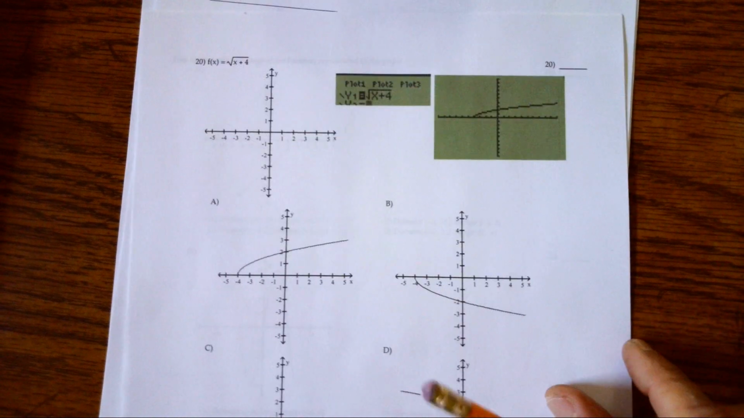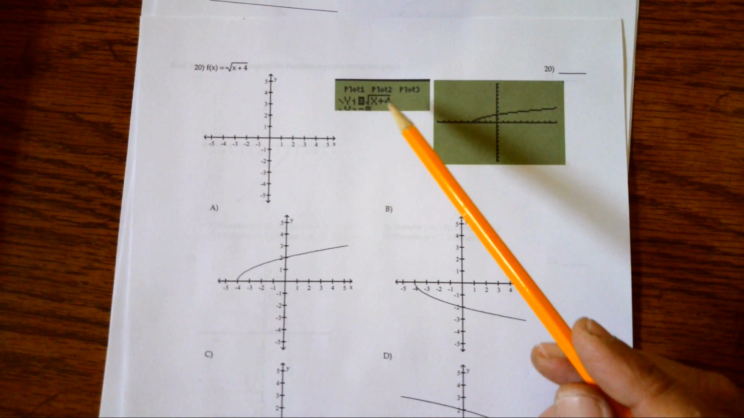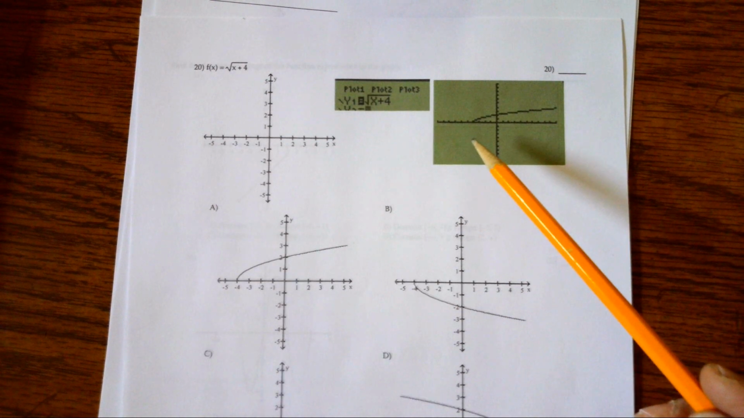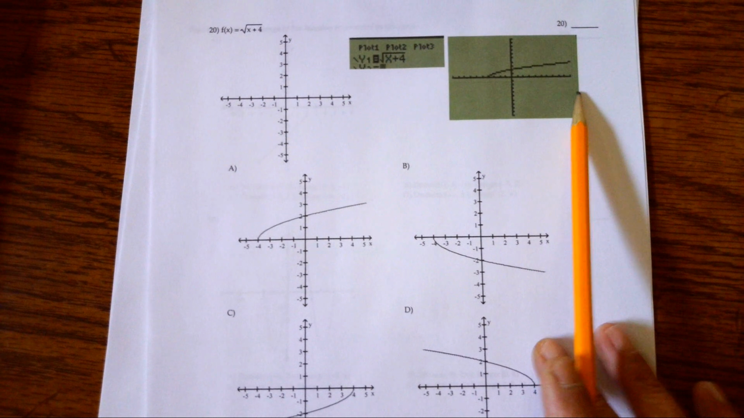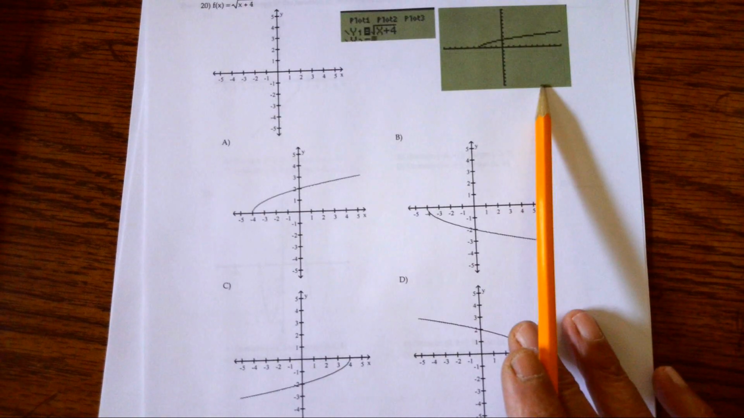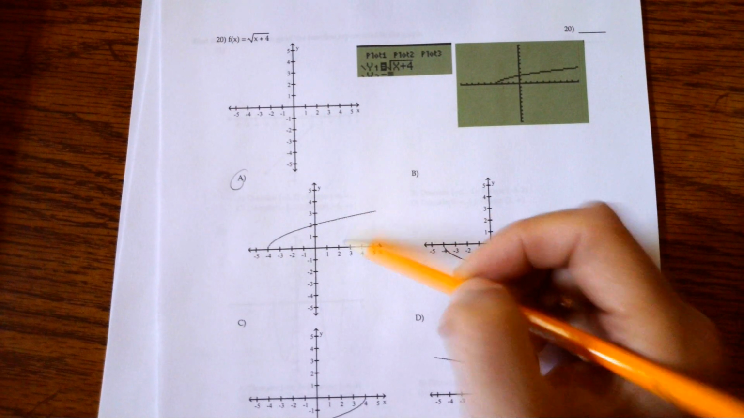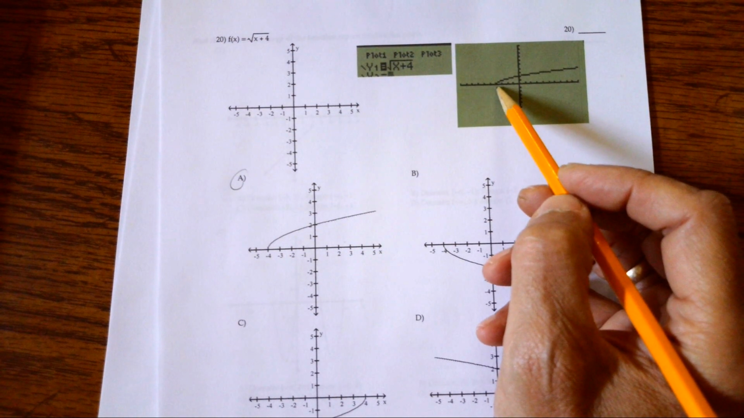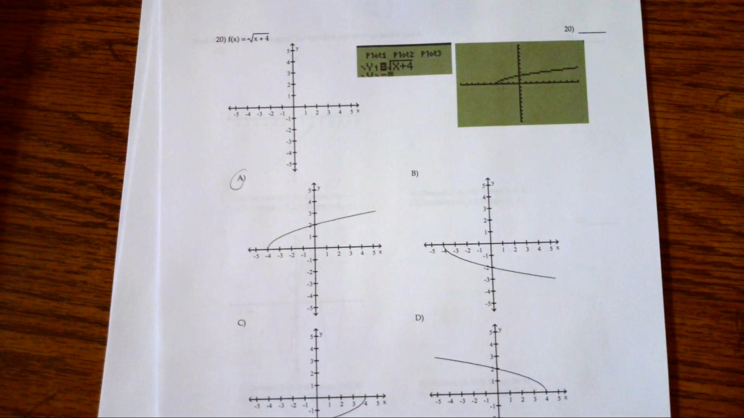Number 20, I guess I could do a table of values, but why would you want to do that? It's so easy just to put this into your calculator. This is what the graph looks like. Just match that graph up with either A, B, C, or D, and obviously the only one that even looks like it is letter A. That looks like this, where that is 4 and that value there is 2. It's the only thing that's even close.